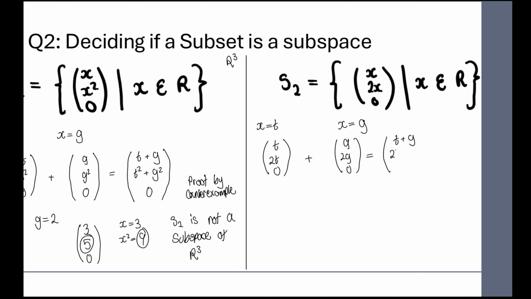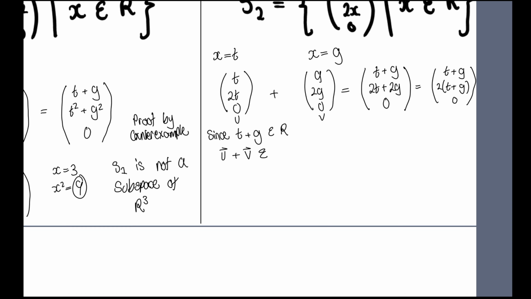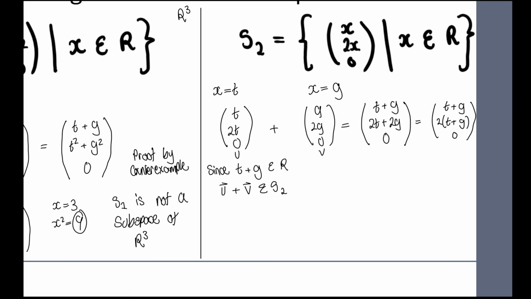So since t plus g is in the set of real numbers, as x is in the set of real numbers, we can say these two vectors, which I'll label as u and v, added together, u plus v, is in the set S2.